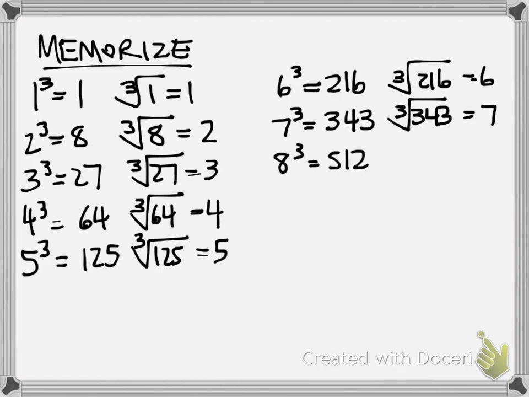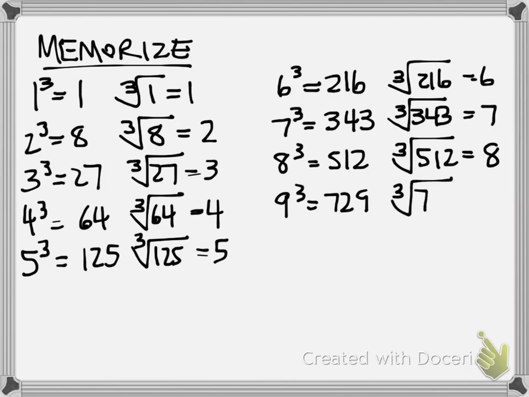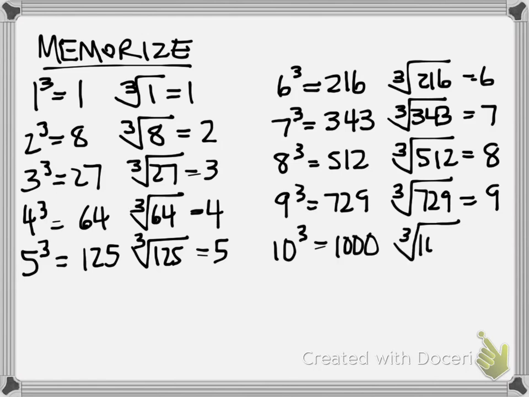8 cubed? 512. So the cube root of 512 is 8. And then 9 cubed? 729. And the cube root of 729 is 9. And then we have 10 cubed is 1,000. Bless you, bless you. And the cube root of 1,000 is 10.